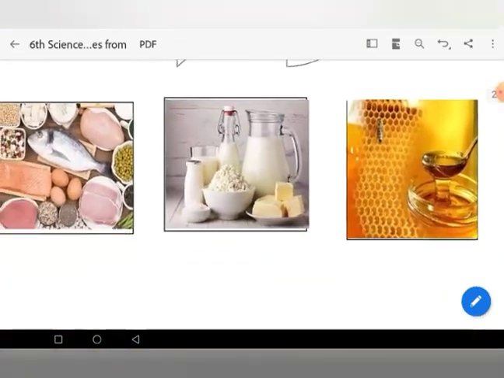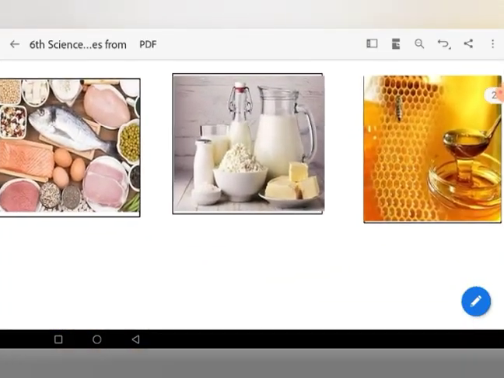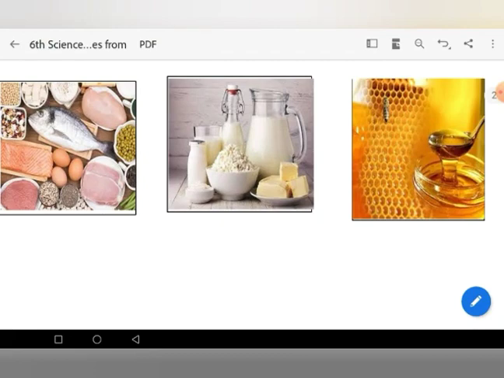See again all these pictures, and in these three pictures the one thing which is very common is that all these are edible. We eat them all. And another common thing is that all these edible things, whether egg or the meat or the milk or the sweet honey, all these we get from animals. This is the chapter. The chapter of your 6th class science is Food, where does it come from?